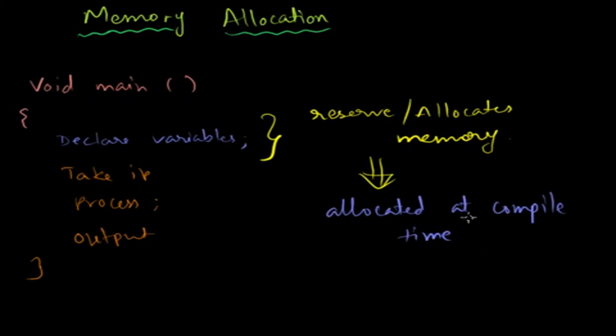So this type of memory, which is allocated at the start of main when you declare variables, is called static memory or compile time allocated memory. That is, the memory is static. Once allocated, it's allocated. It is deallocated, which means it is freed, when your program ends. So this is called static memory allocation.